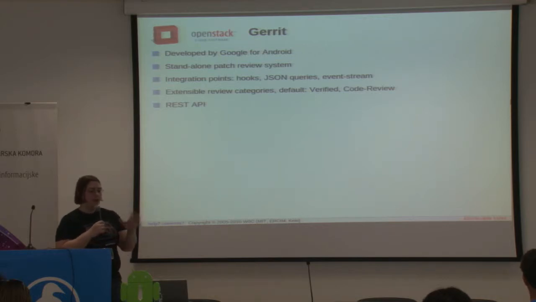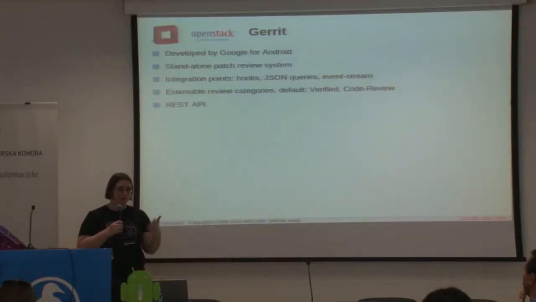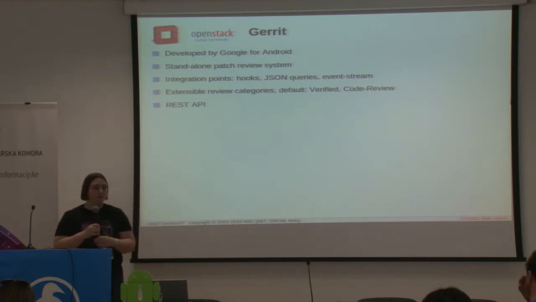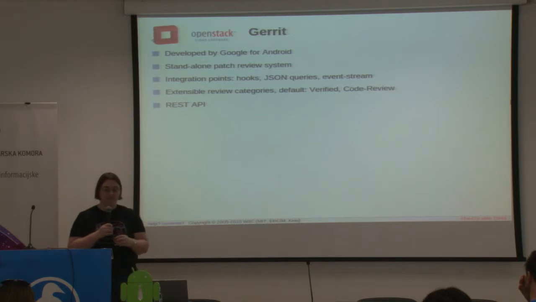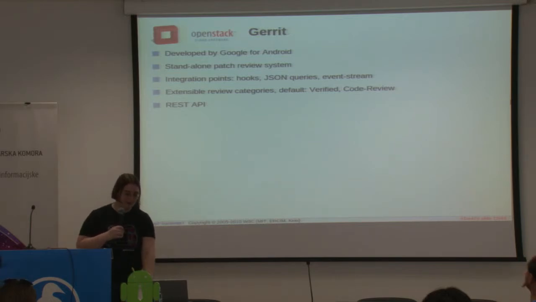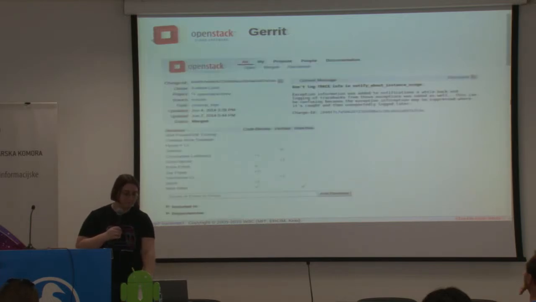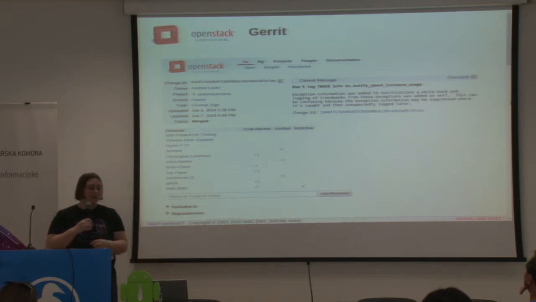It has a couple of categories by default. So it has a verified category, which we use for the robots. So when the code passes the tests, Jenkins will put a little check mark in the verified column. And then code review is for people, so people can do things. We also upgraded recently to version 2.8, which has a REST API, which is pretty nice, and people have been asking about it forever. This is what Gerrit looks like.